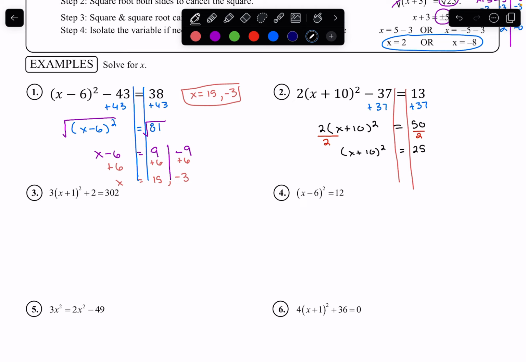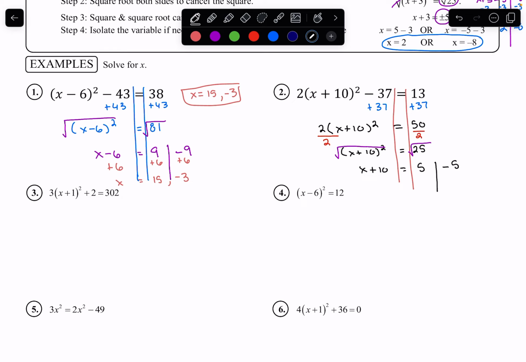Now I can almost work on the inside of the parentheses, but I've got to get rid of the square first. So the opposite of square is square root. So I square root the left, I square root the right. On the left-hand side, I'm left with x plus 10. On the right-hand side, if I put square root 25 in my calculator, I get 5. But there's another answer, negative 5, that I have to remember to use.